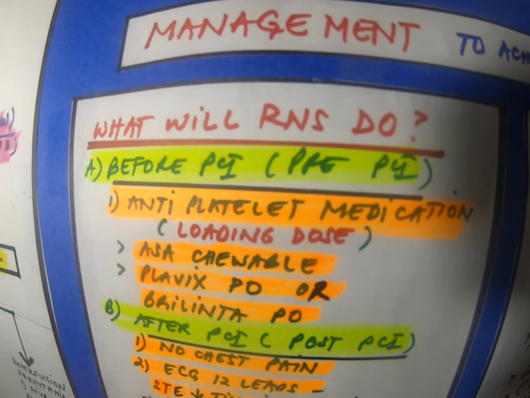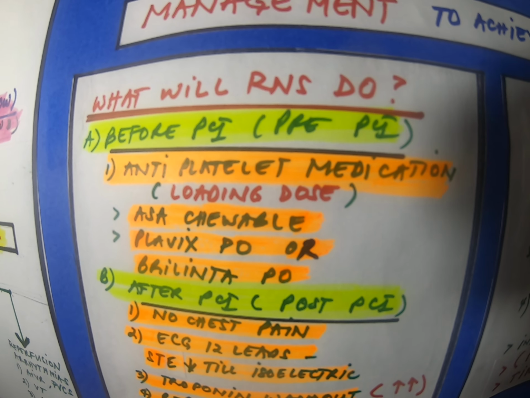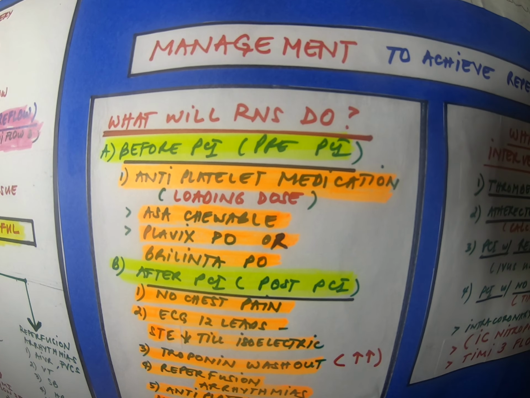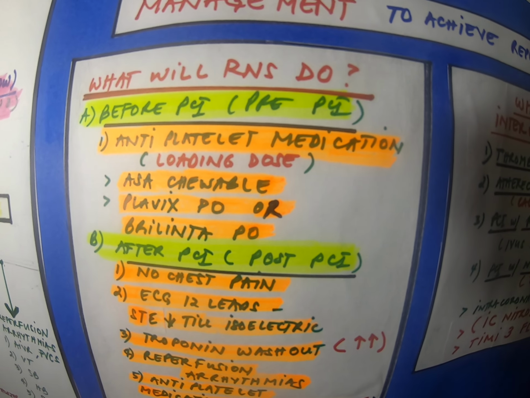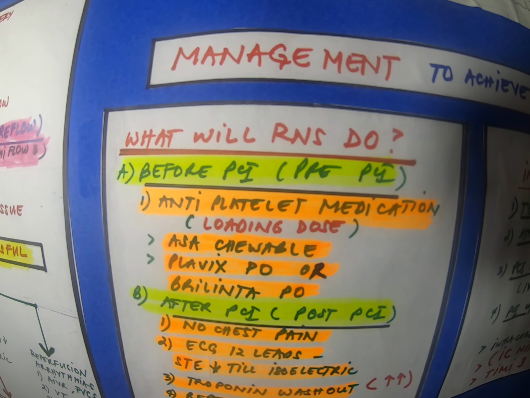So loading oral antiplatelet medication. We're going to start with aspirin chewable 320 milligrams based on the order of the doctor. So these are all doctor's orders, okay? So aspirin chewable 320 milligrams.